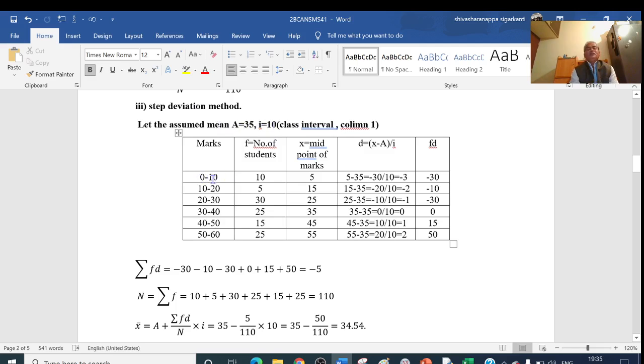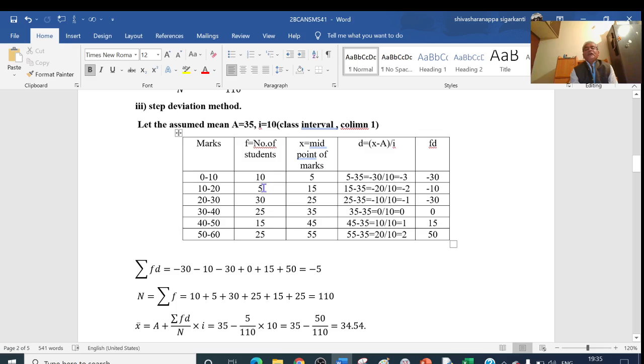So that is, I will take the width of this interval here: 0 to 10, 10 to 20, 20 to 30. I is equal to 10. So this is our midpoint here. D is given by x minus a divided by I. X is equal to 5 minus 35. 5 minus 35 is minus 30, divided by I equal to 10, the width of the interval. Minus 30 by 10 is minus 3.